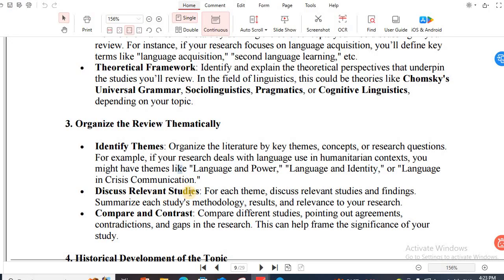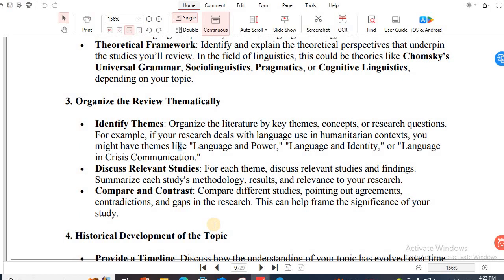Discuss relevant studies. For each theme, discuss relevant studies and findings. Summarize each study's methodology, results, and relevance to your research. Compare and contrast. Compare different studies, pointing out agreements, contradictions, and gaps in the research. This can help frame the significance of your study.